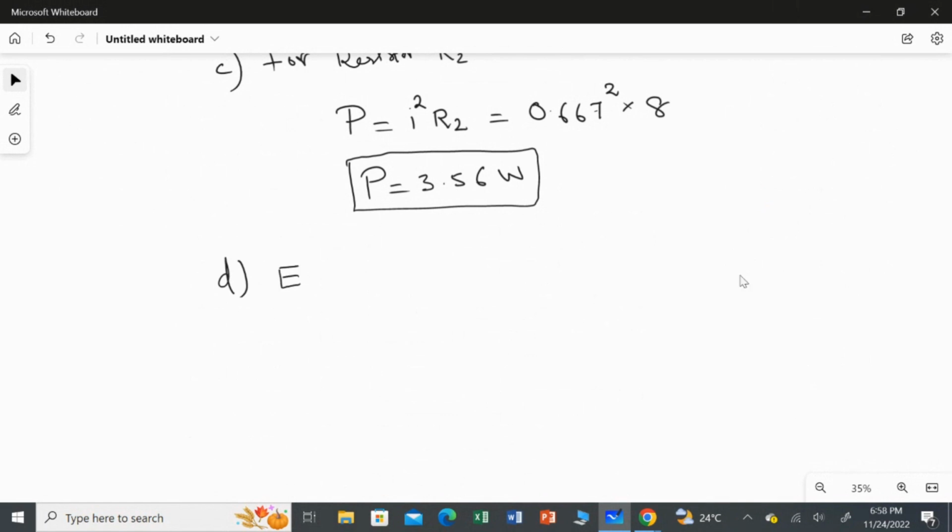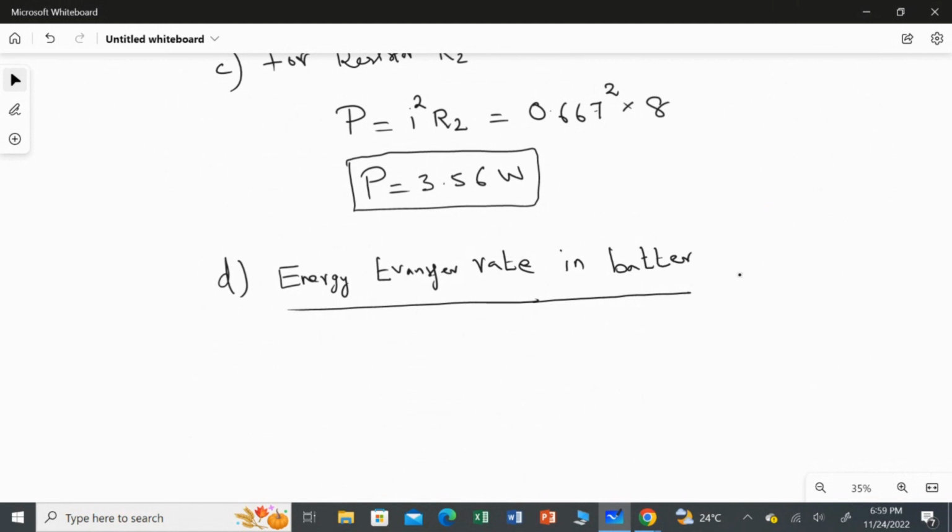So for the fourth subdivision, the energy transfer rate, which is the power, right? Better I write it here: energy transfer rate in battery 1.